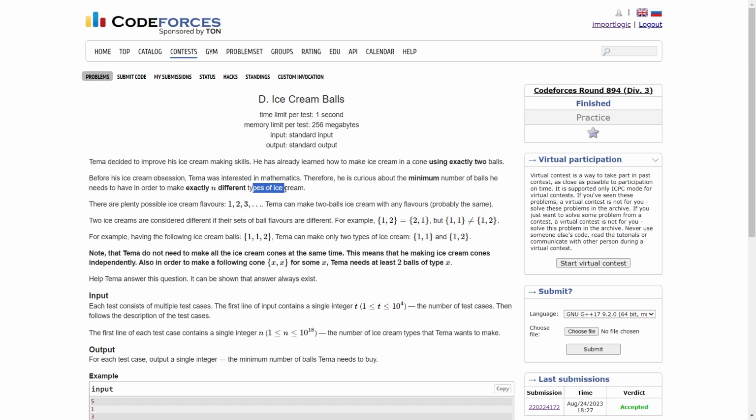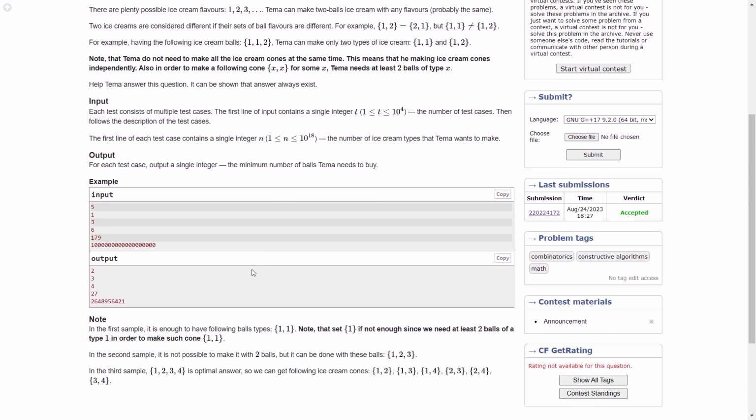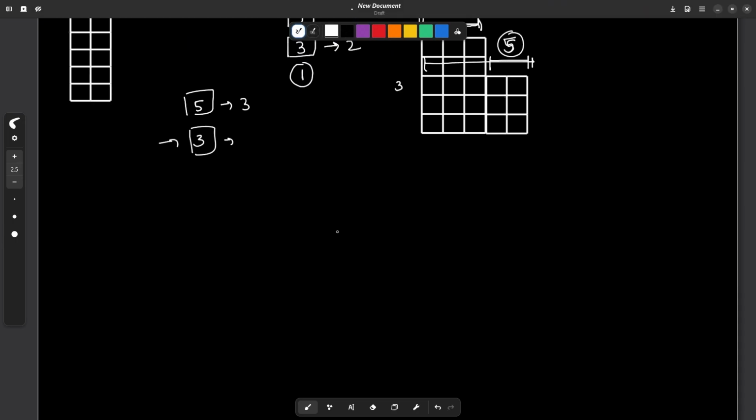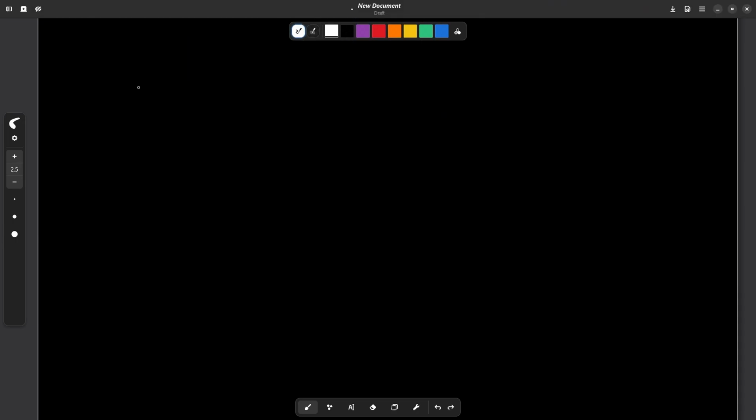So basically ice cream means the flavors. We are not talking about anything different. It's just the flavors that we are talking about. So let us see what we can do in this. Now since my number of balls is unlimited, let's say I have n different types of balls. I can choose any two of them to make an ice cream, or to make a new flavor. So the number of ways I can do that is NC2.